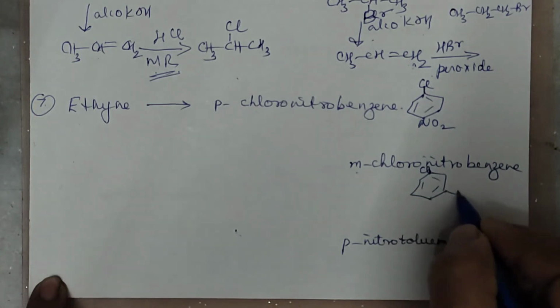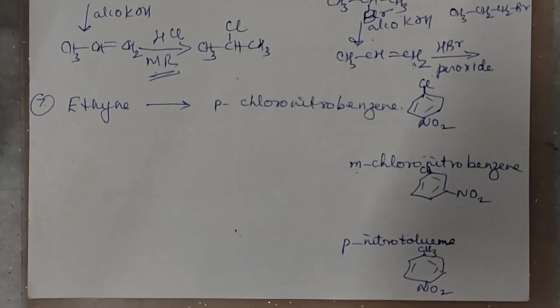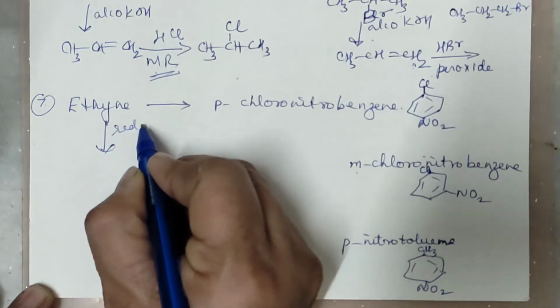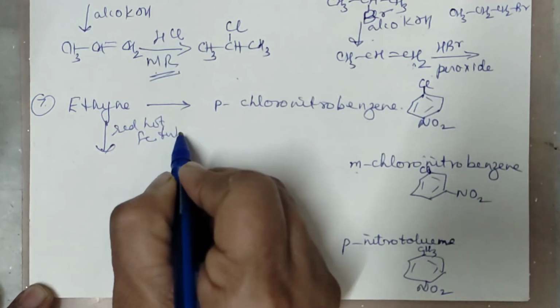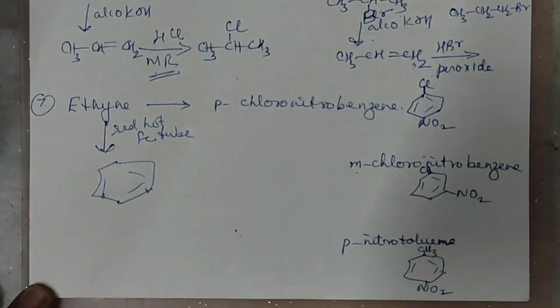Say chlorine is here, nitro will be here. In this case, you want CH3 and nitro group at para positions. So what you have to do in this, the first step is fine. You will have to carry out the reaction with a red hot iron tube. You have to pass that ethane through that, and the first step is you'll get benzene.